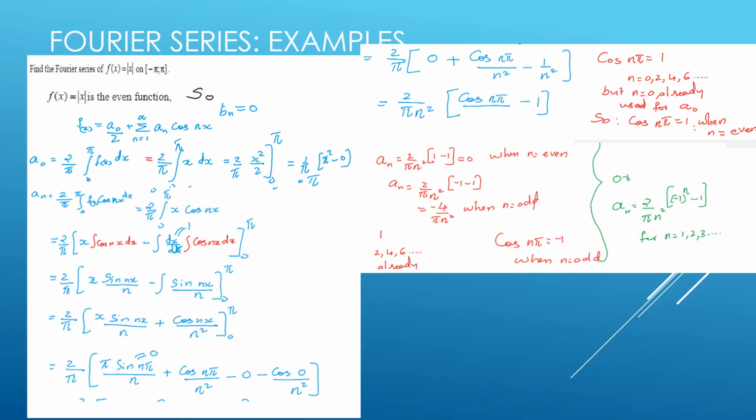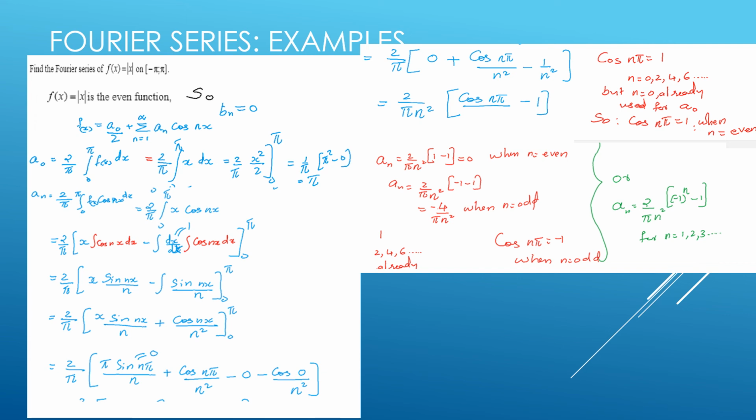Okay. Now let us try another example. Here f of x is not equal to x, f of x is equal to mod x. What is the difference, what is mod x? Whether x is negative or positive, you are taking the magnitude only. So if you substitute f of minus x, you will get x itself, that is f of x itself.